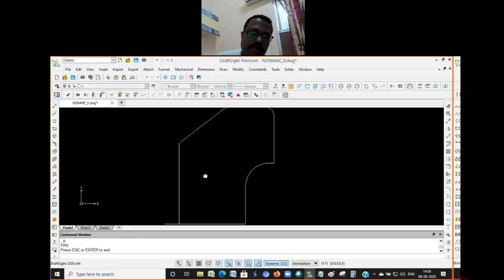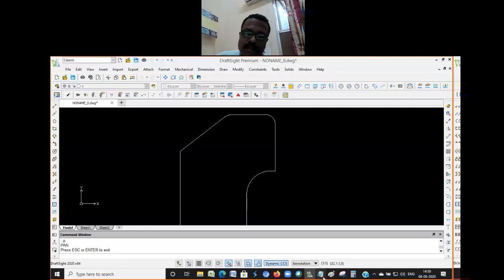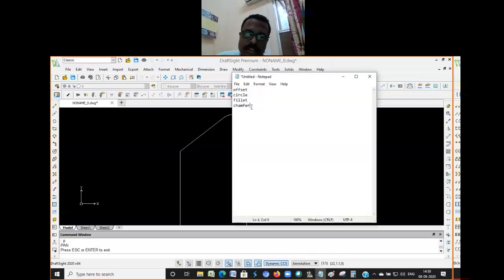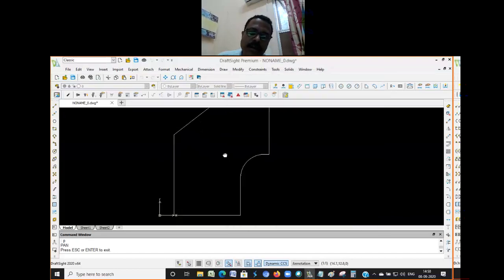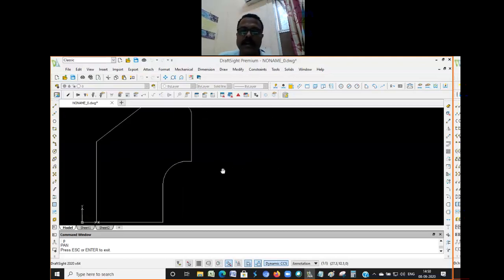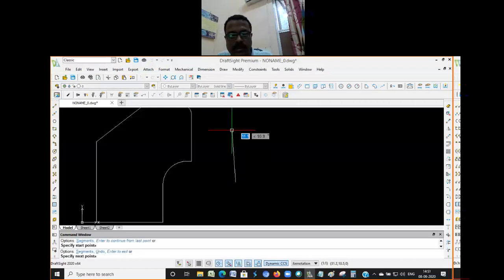So similar to the fillet command is another command which is called chamfer. The only difference between a fillet and the chamfer is, what is the difference? I'll show you. I am going to use a corner.